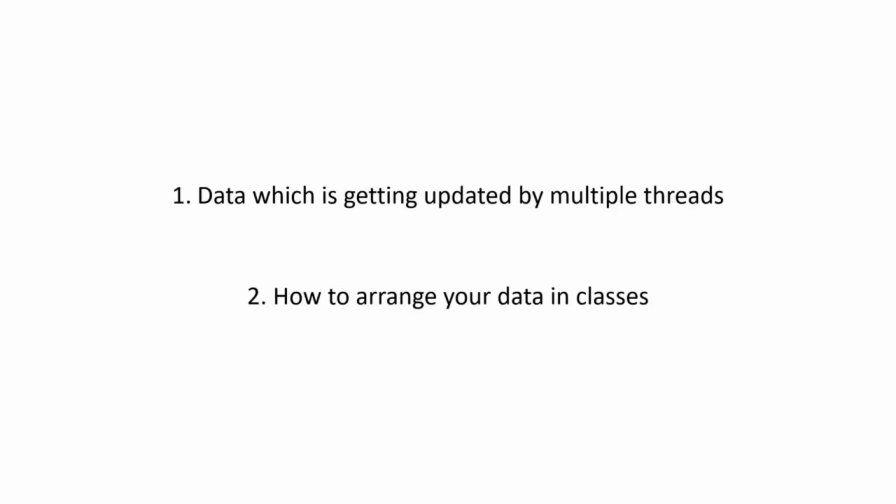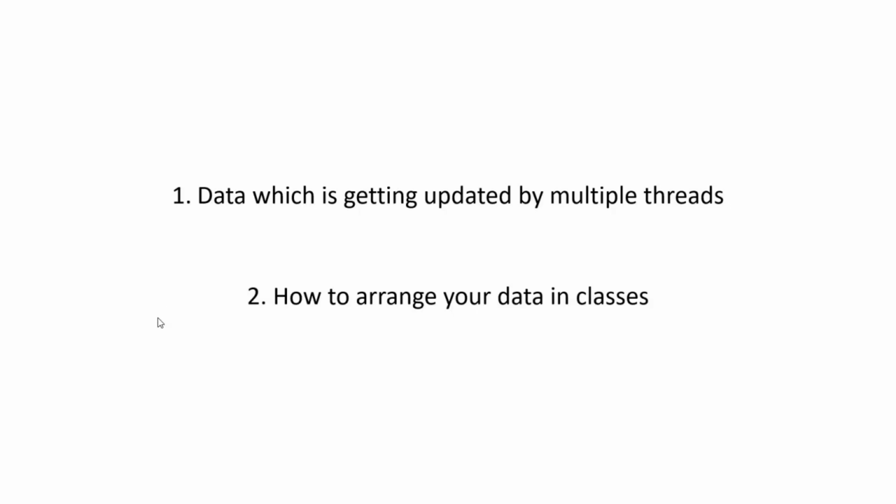For solving any low level design problem, you have to figure out two things. The first one is the data that is getting updated by multiple threads. We also call it shared mutable state. And the second one is how we will arrange that data in different classes. Here all our design patterns, thread-safe data structures, synchronization and locking come in.